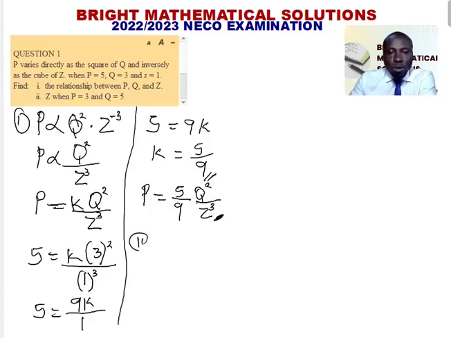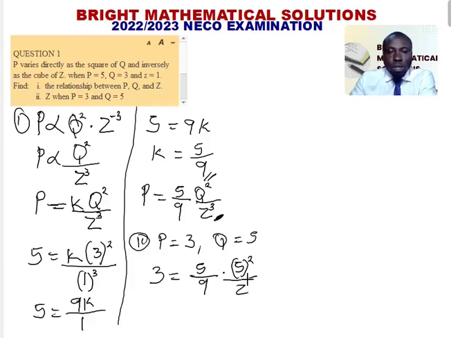Now let us go to the second question. They said find Z when P equals 3 and Q equals 5. So we are going to substitute these values into this relationship, and we are going to find the value of Z that is not given. It is this relationship that will tell the value of Z. So our P is 3, which equals 5 over 9. Remember, there is a multiplication sign here, and our Q is 5 raised to the power of 2, all over Z raised to the power of 3.